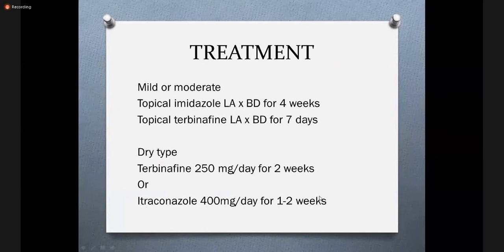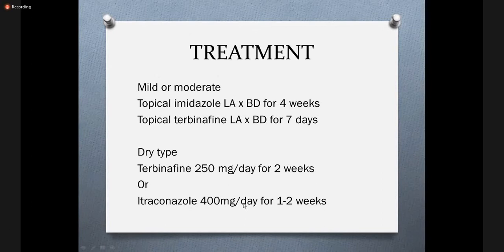Okay, you have to remember the names of the antifungals, terbinafine and itraconazole. These are the most common antifungal treatments. And the dose of terbinafine in adults is 250 mg once daily for 2 to 4 weeks.